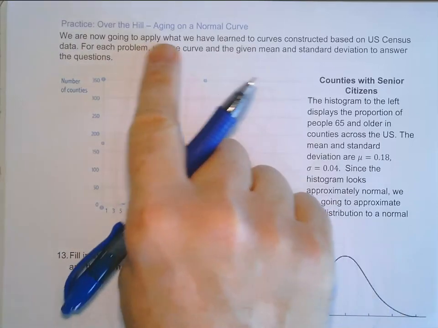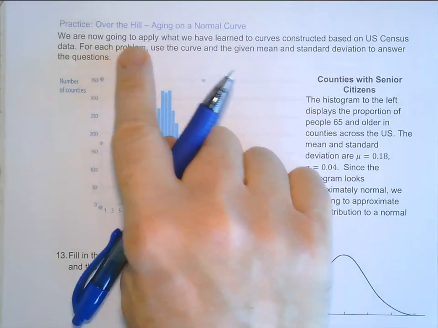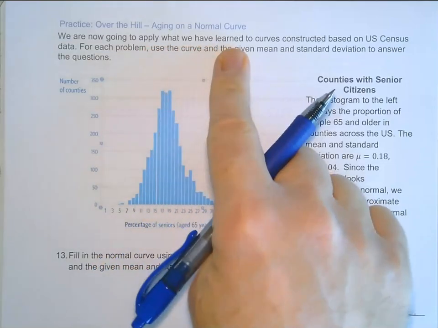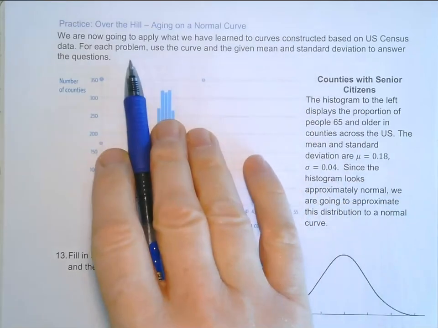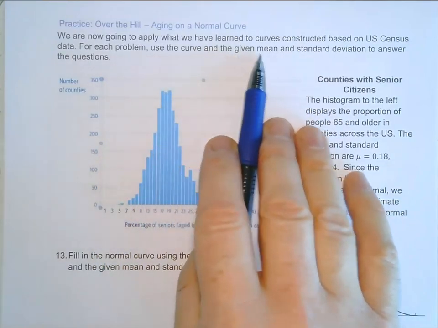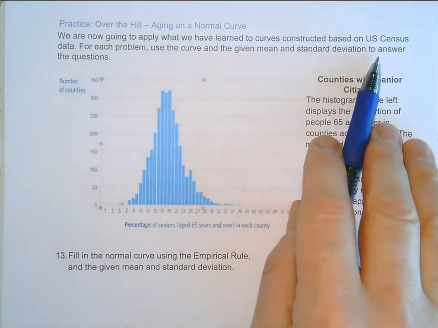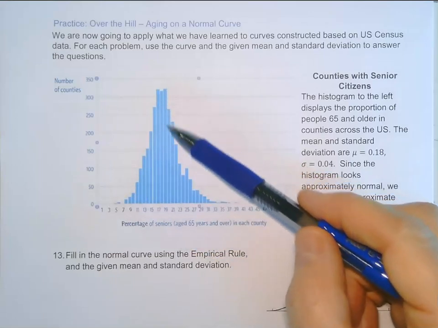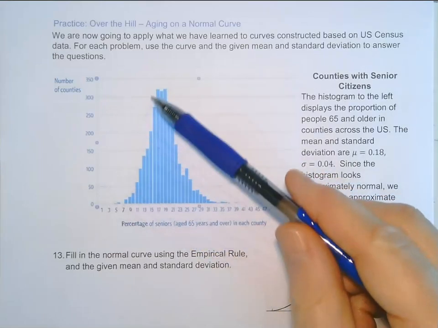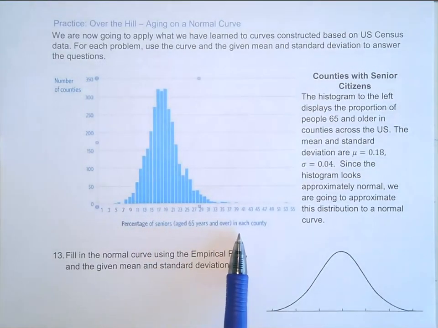Practice, okay, so over the hill. So aging on a normal curve. It says here, we are going to apply what we learned to curves constructed based on U.S. Census data. For each problem, use the curve and the given mean and standard deviation to answer the questions. So you can see we have this data right here, right? Number of counties is here. Percentage of seniors age 65 and over.